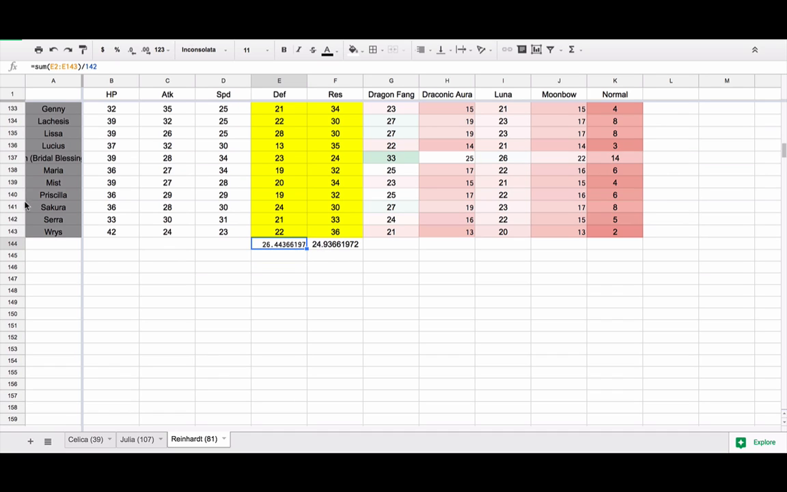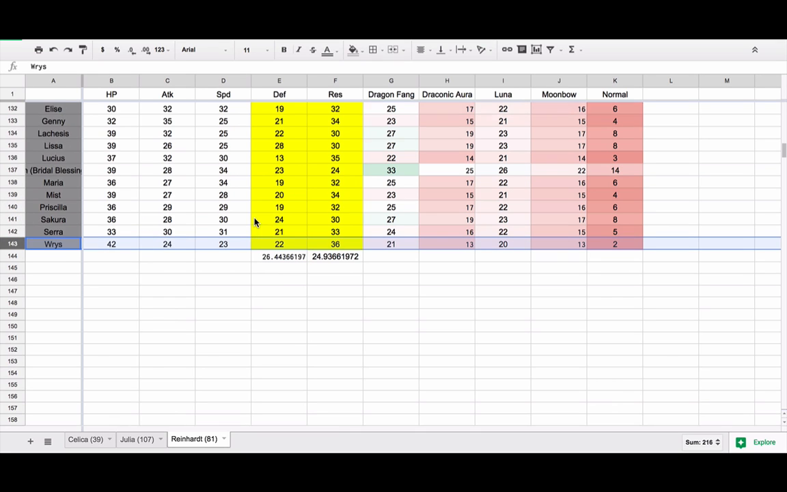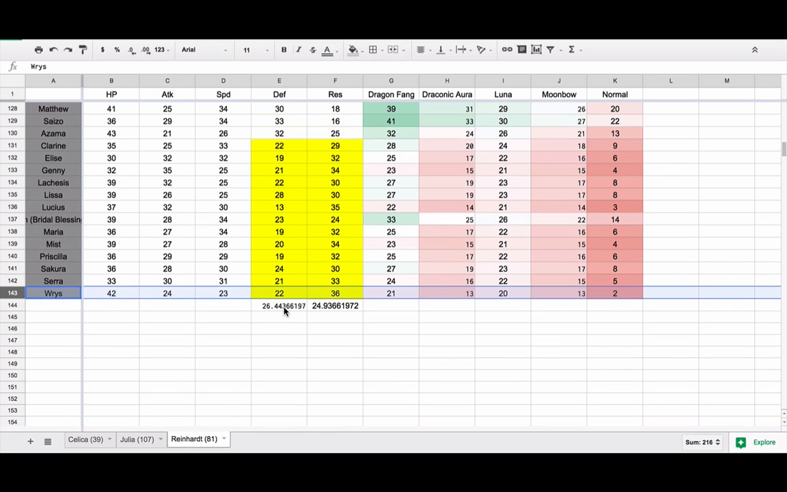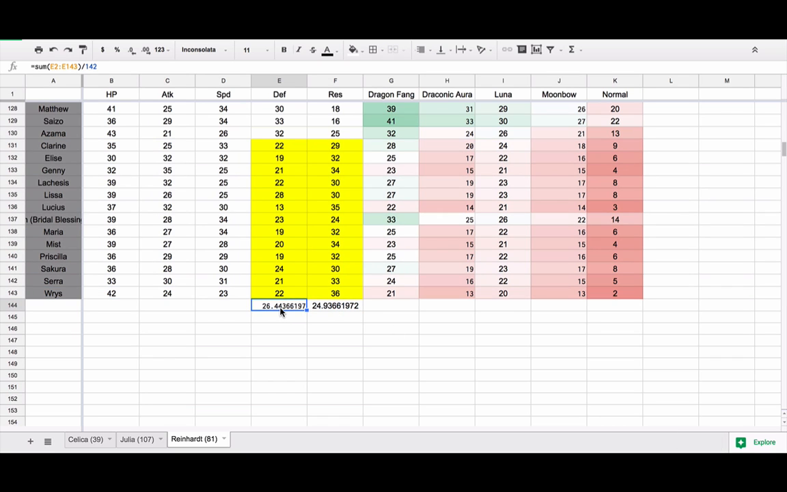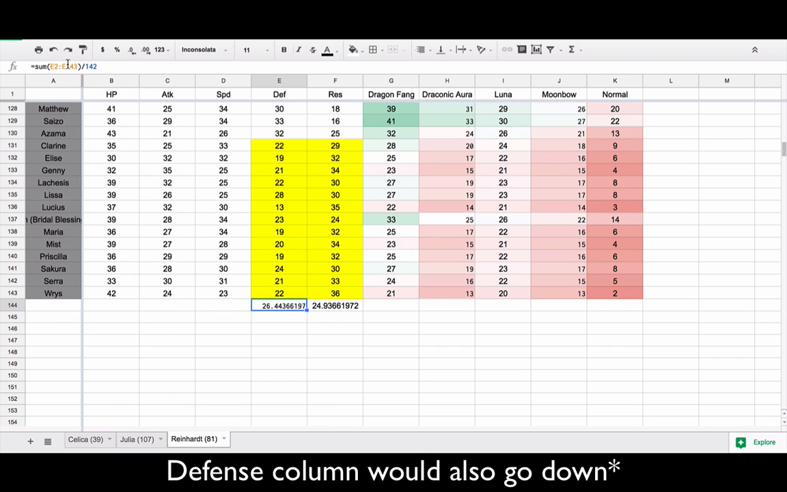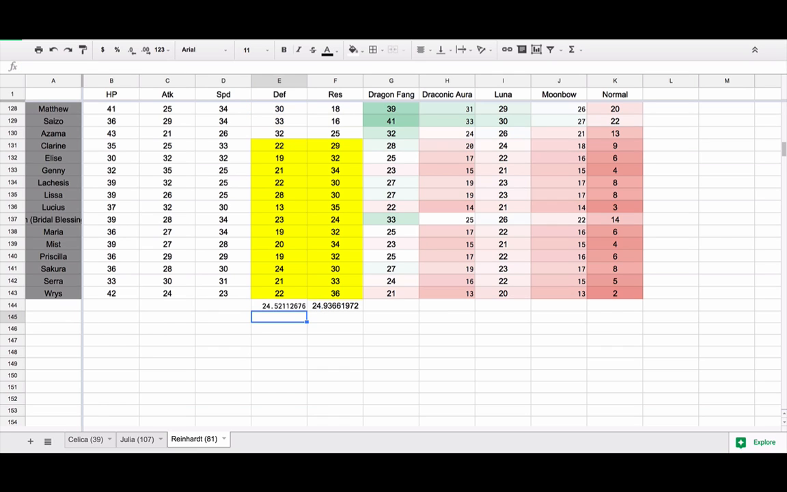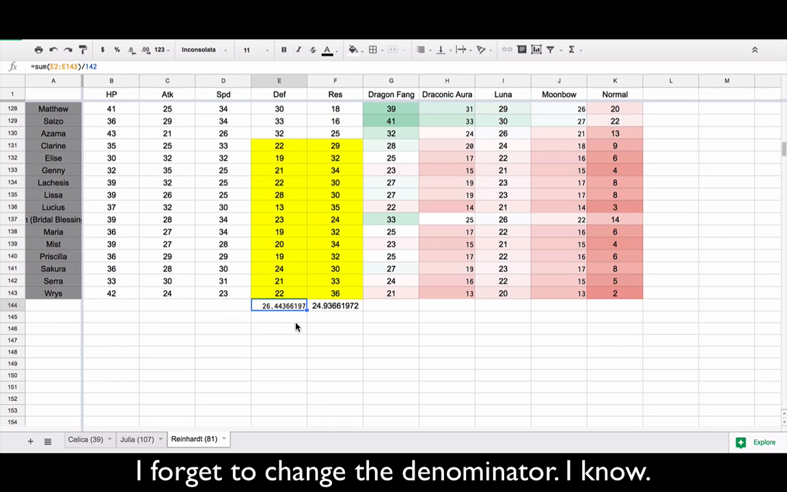This is pretty misleading because there are 143 units, and I bet if I took out all the healers, this number would go down and this number would go up. So let's do that. Instead of 143, we'll just do 130.